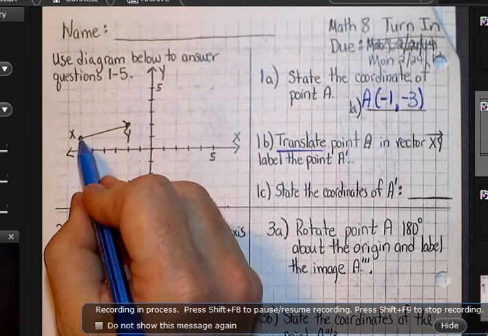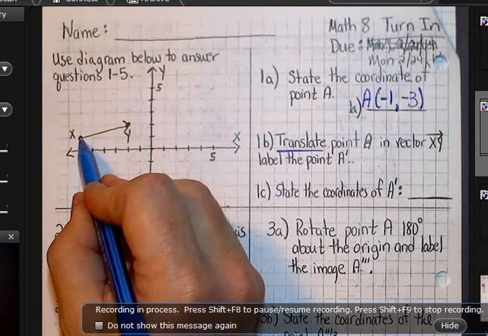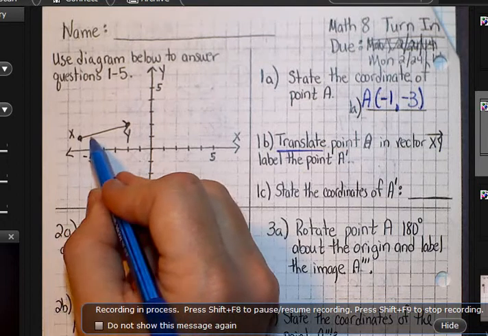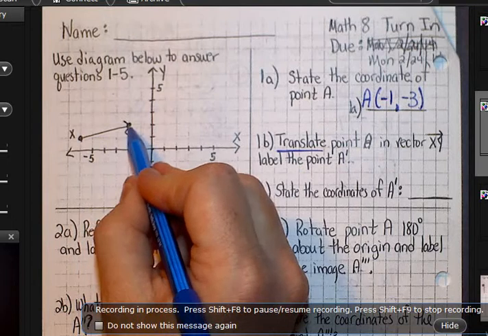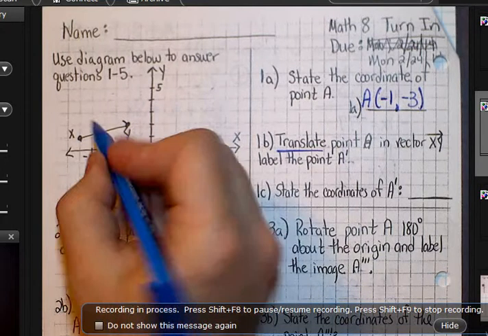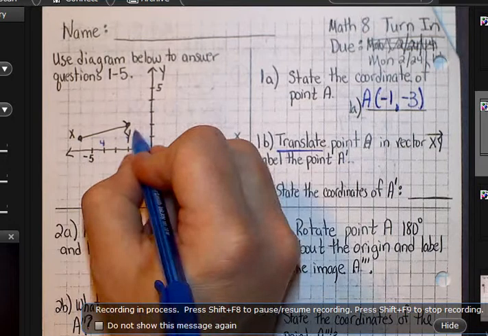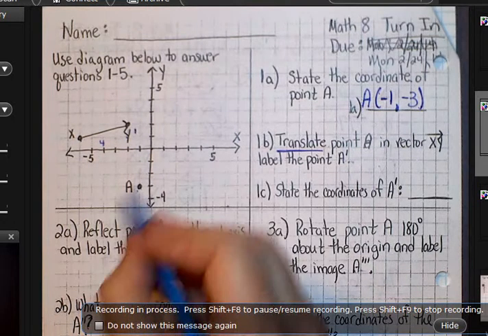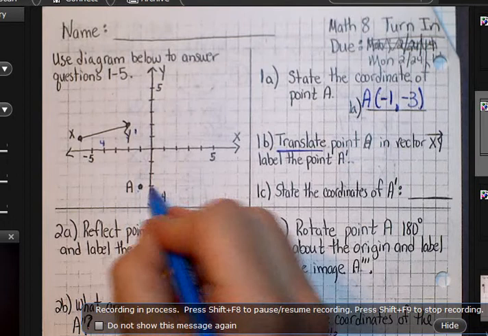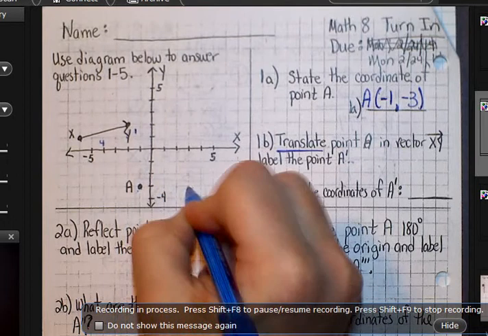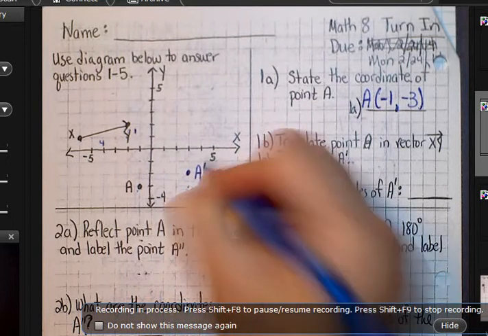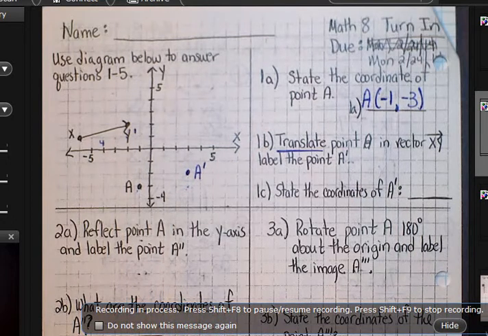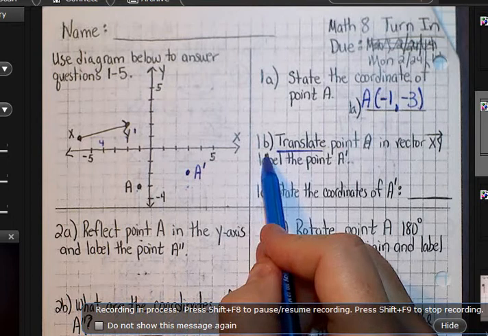One way of doing that is finding out how to get from x to y in a vertical and horizontal way. So going from x, I would go 1, 2, 3, 4 units to the right, and I would go up 1. So I want to do the same thing to my point A. I want to take point A and I want to go 4 units to the right, 1, 2, 3, 4, and I want to go up 1 in the y direction, and there's A prime. So that was what 1B wanted us to do, is wanted us to translate and label.